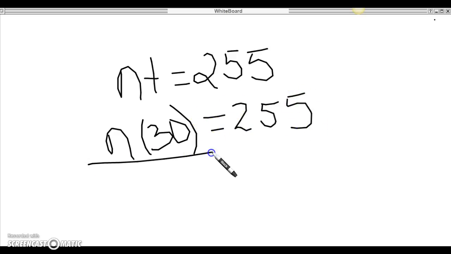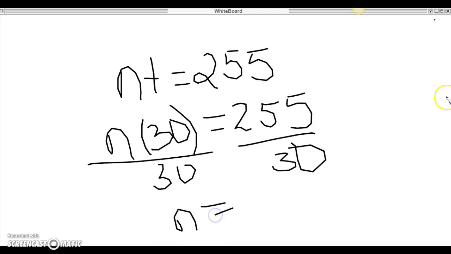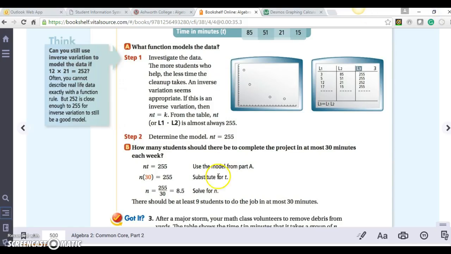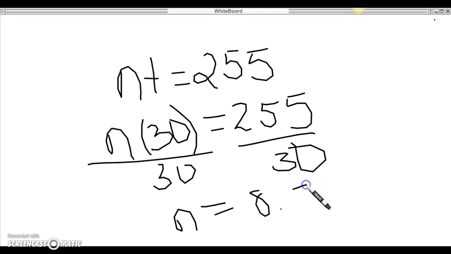To solve for N, I'm going to divide both sides by 30. And I get N equals 8.5. Can't have 8.5 students, so we'll say about 9 students. It should take about 9 students.